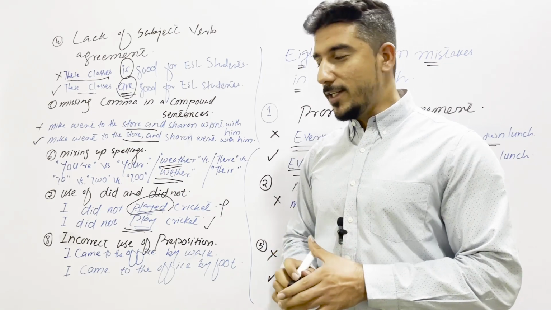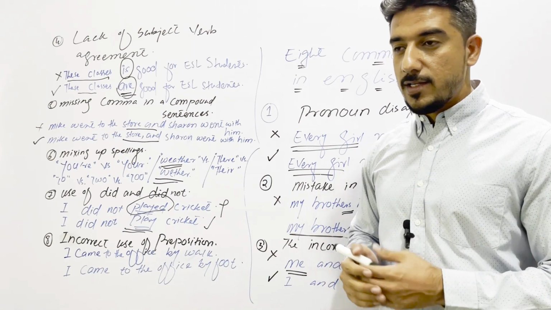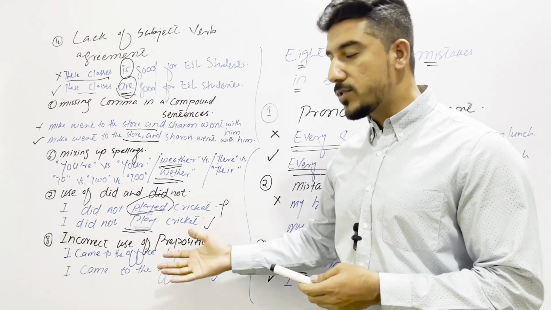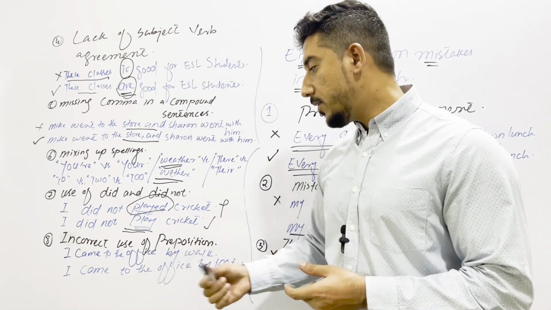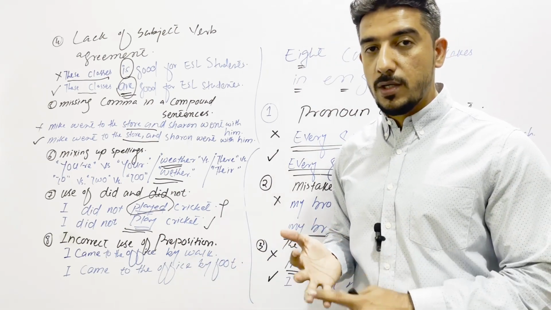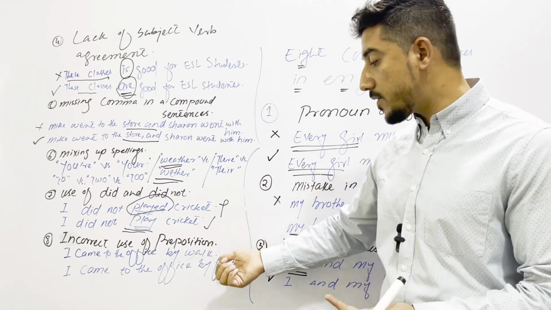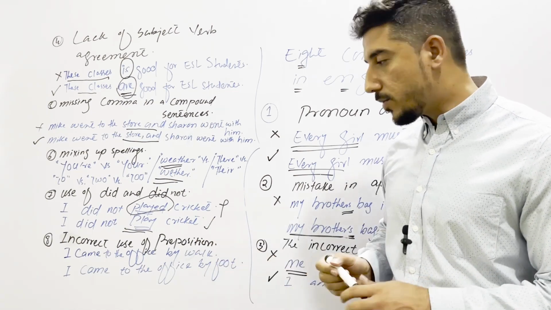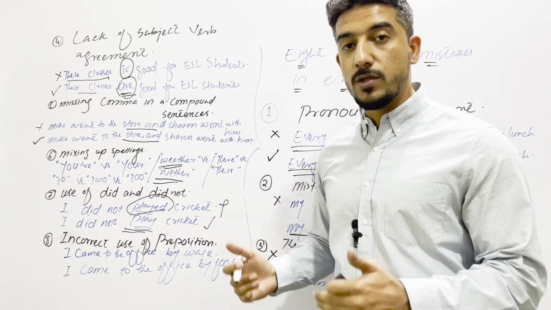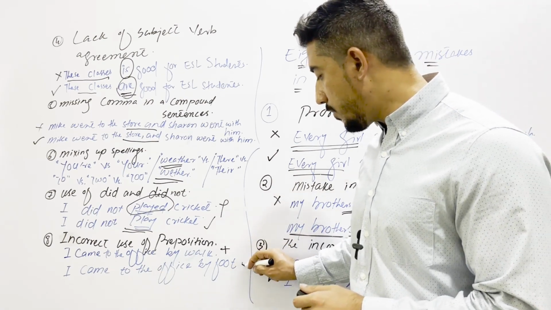The last, not the least, common mistake that we commit is the incorrect use of prepositions. For example, "I came to the office by walk" is incorrect. You can say by train, by bus, by taxi. You cannot say by plane, you cannot say by walk. It's incorrect. "I came to the office by foot." For walking, you're using your foot, so you have to say by foot. "By walk" is incorrect and "by foot" is correct.